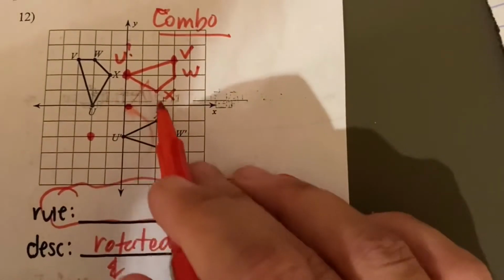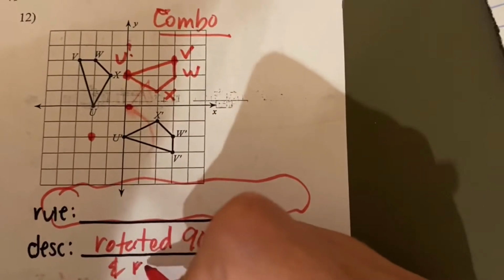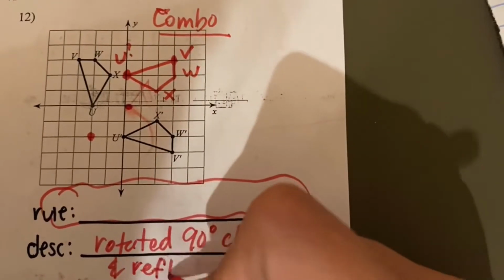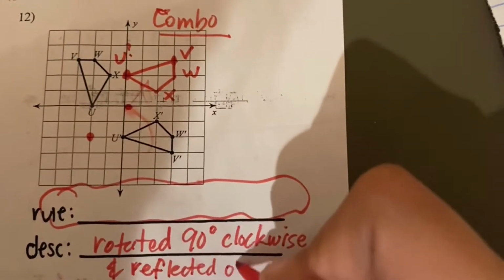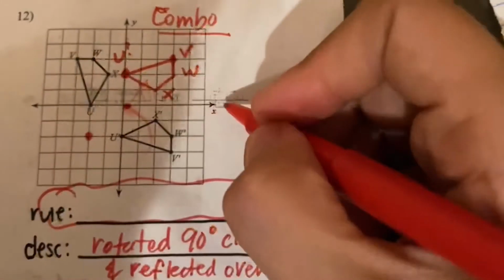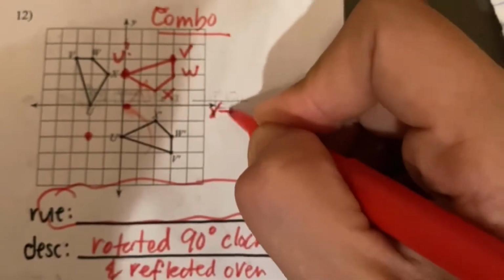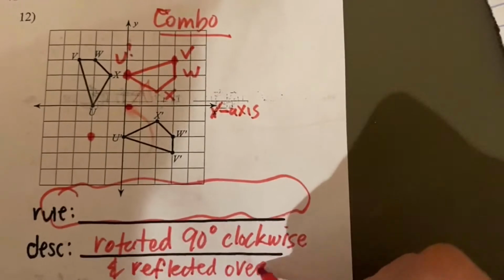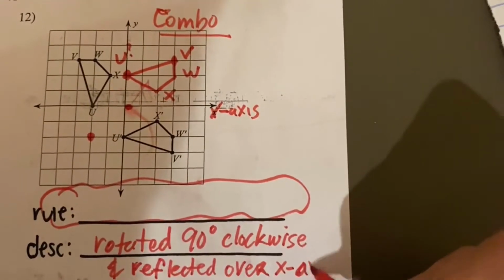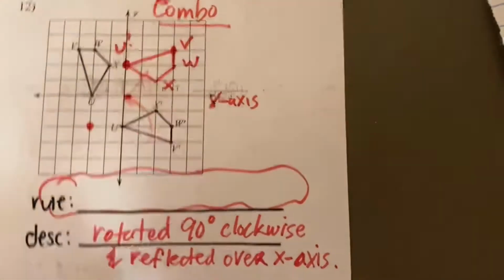Sorry. And then I flipped it or reflected it over this line. This line happens to be called the x-axis. Cool. Page 1 done.